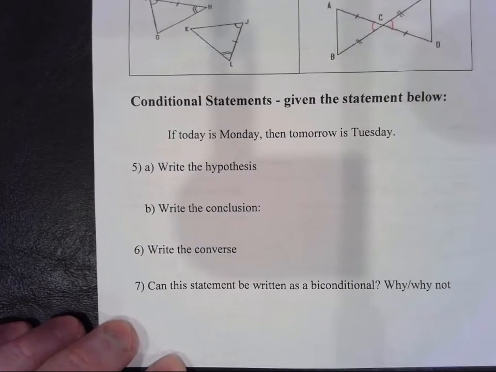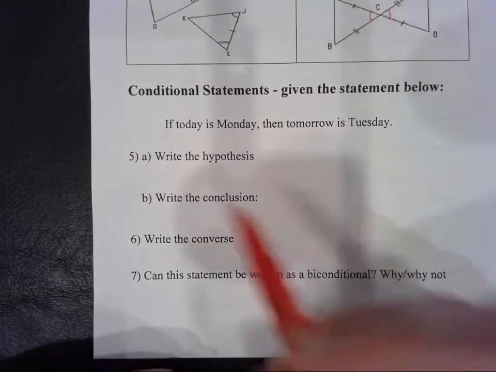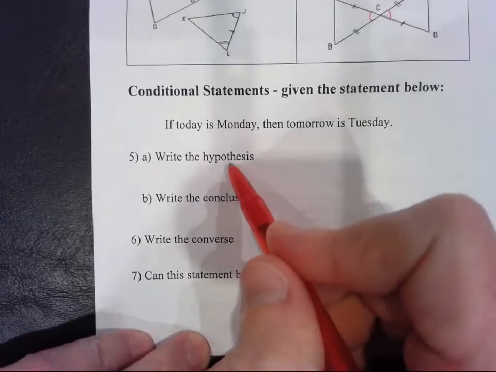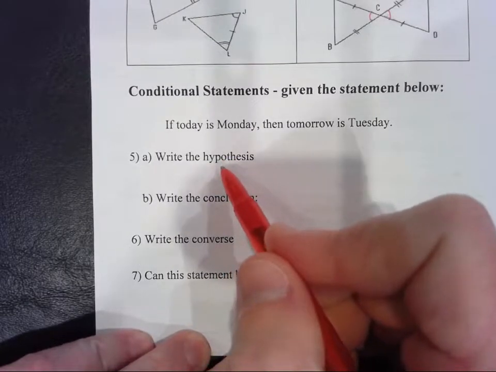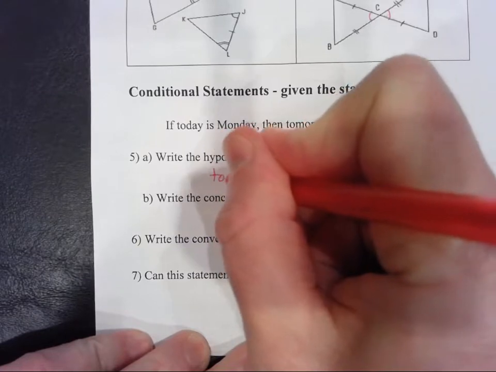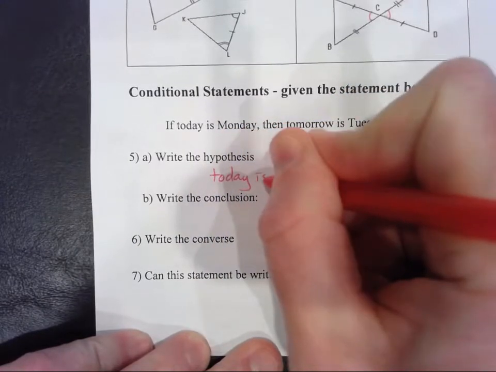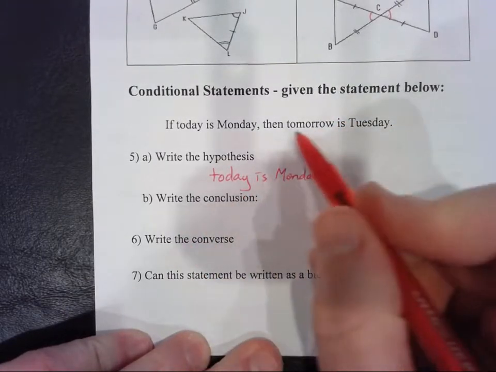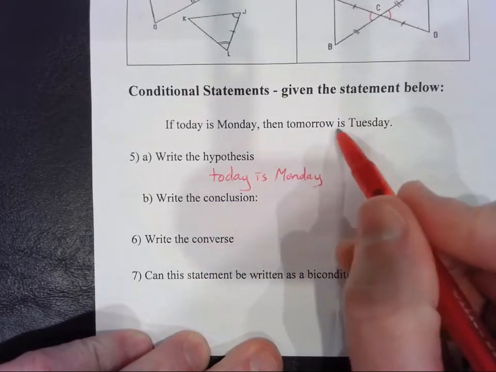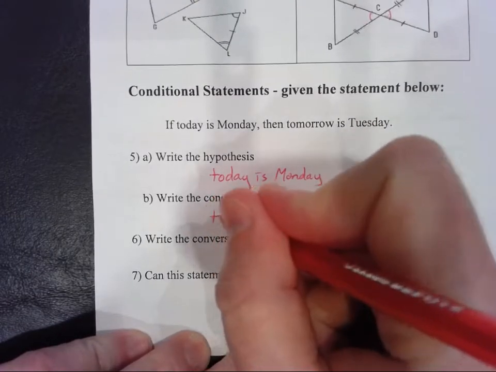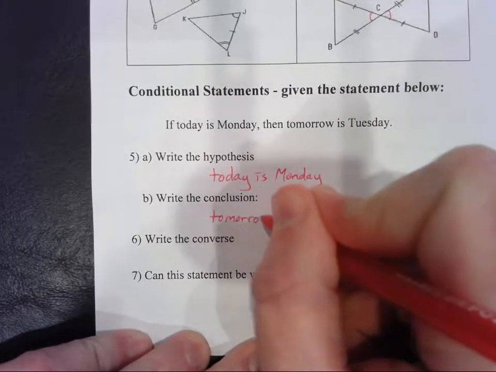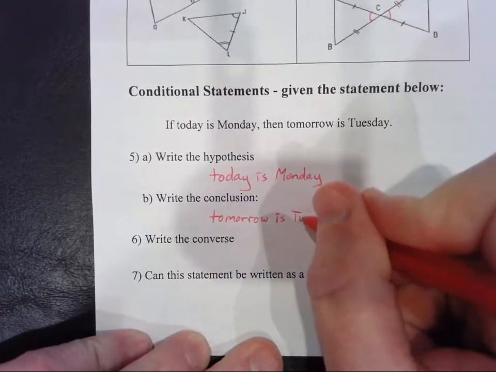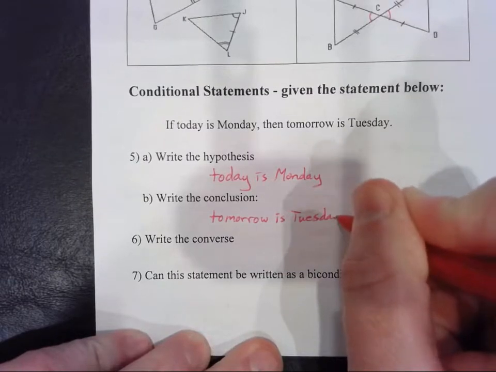Conditional statements. If today is Monday, then tomorrow is Tuesday. Write the hypothesis. The hypothesis is the part of the sentence that comes right after the if, but does not include the word if. Today is Monday. That is the hypothesis. The conclusion comes after the then. So tomorrow is Tuesday does not include the word then, just the part at the end of the sentence, the part that comes after the then.